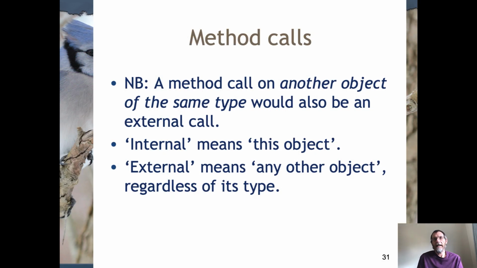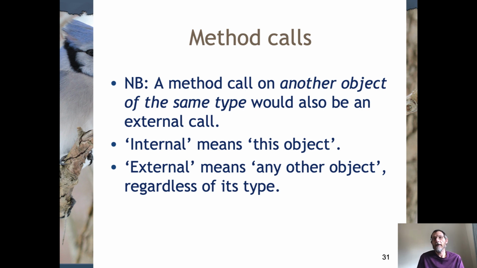So just to add a little bit to our discussion of internal and external method calls, one thing to bear in mind is that if an object of one type were to call a method on an object of the same type but not itself, then that would also count as an external method call and require the use of a variable that's storing a reference to the other object so that the method can be called on that other object.